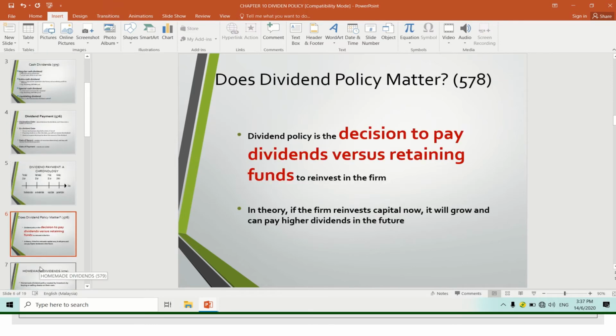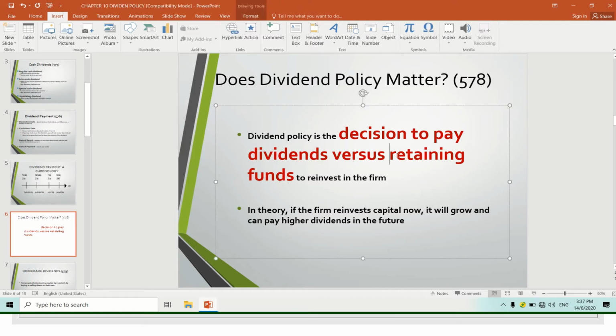Now we proceed with the dividend policy. For further reading, you can read the textbook, page 578. Dividend policy refers to the decision of whether the company wants to pay dividend to the shareholders or does not want to pay any dividend to the shareholders. Remember, I drew on the whiteboard earlier.